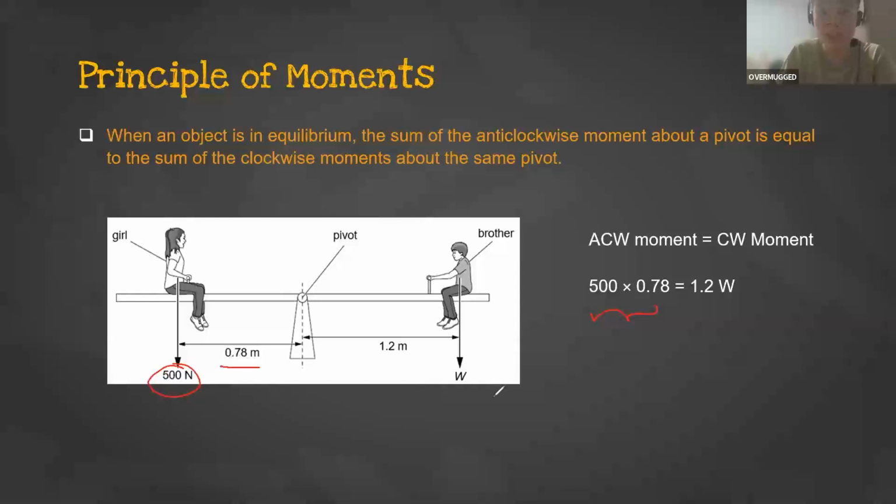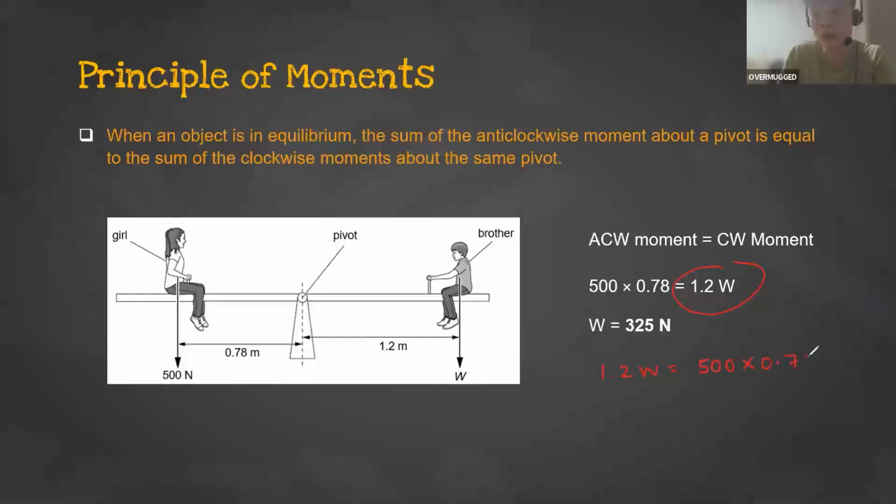What about the brother? The brother will cause a clockwise moment: 1.2 times W. For physics, you need to get used to working with algebra as well. This is your Set 1 algebra, solving linear equations. Imagine this is x and I ask you to find x. In this case, your W is 325 if you calculate it out. If you don't like the unknown on the right, you can always rewrite it and shift it first.